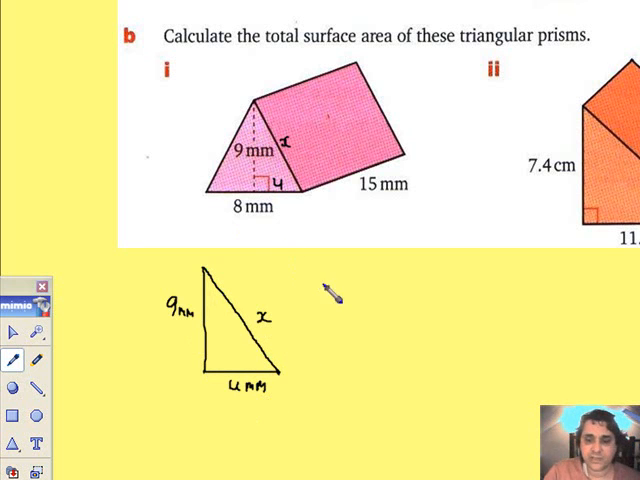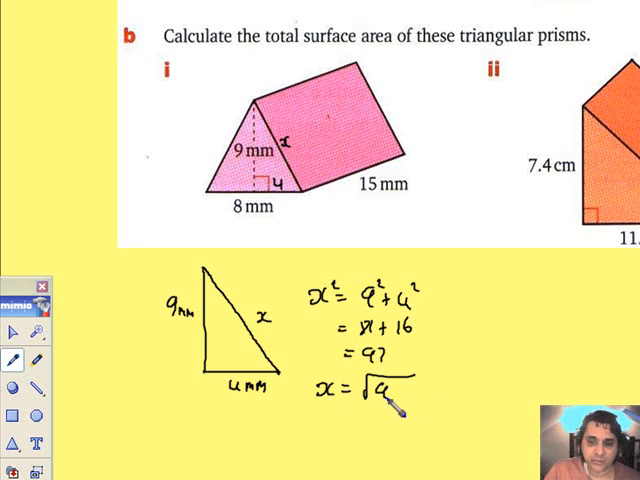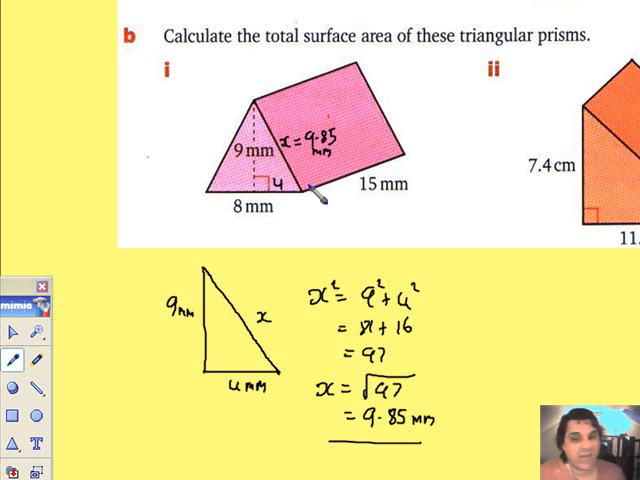Now, using Pythagoras, x squared equals 9 squared plus 4 squared. That makes 81 plus 16, that makes 97. So to get x on its own, you press the square root button on 97. It's got to be done. So 97 square rooted gives me, let's go 2 decimal places, 9.85 millimetres. So the length that I want is 9.85 millimetres. Now I'm free to work out everything.